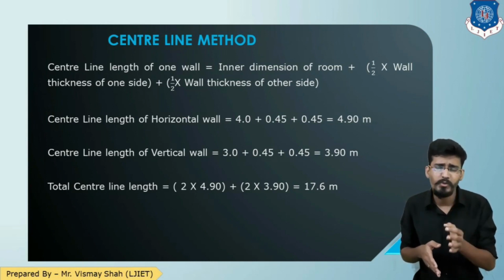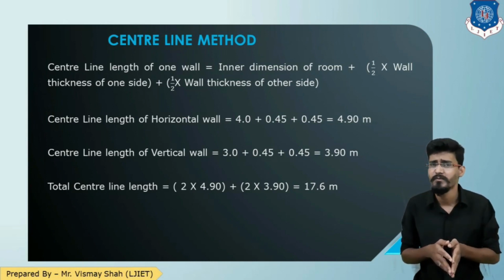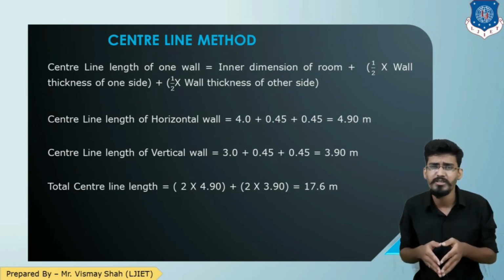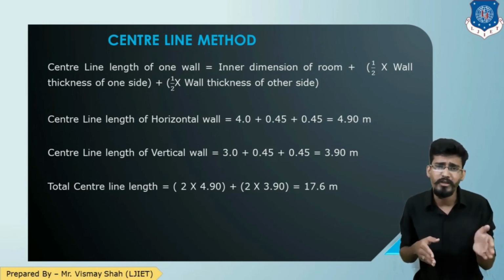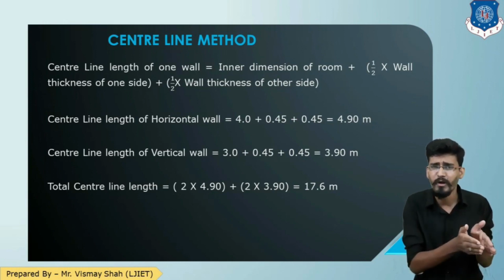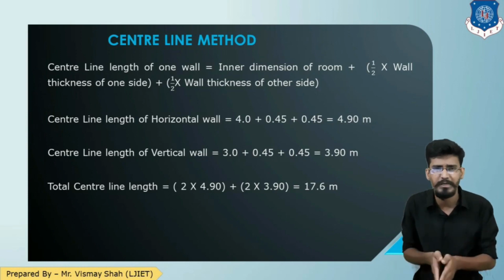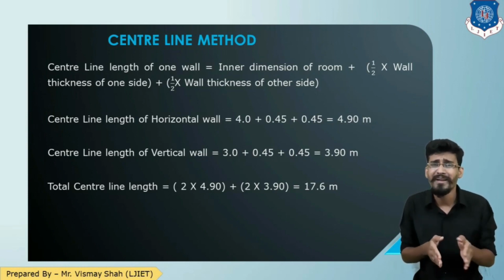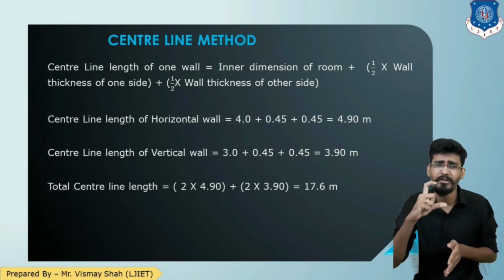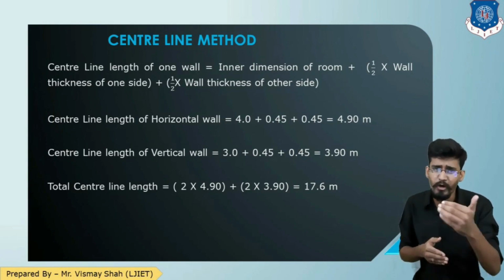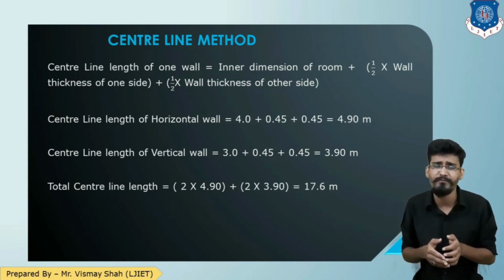Now we are calculating in the horizontal direction first. The inner dimension was 4 meter plus 0.45, since 0.9 was your thickness, so half on one side, 0.45, plus half on the other side, 0.45. So 4.9 meter will be the total centerline length in the horizontal direction. Same in the vertical direction, the inner dimension was 3 meter plus 0.45 on one side and plus 0.45 on the other side. So that will be 3.9 meter.